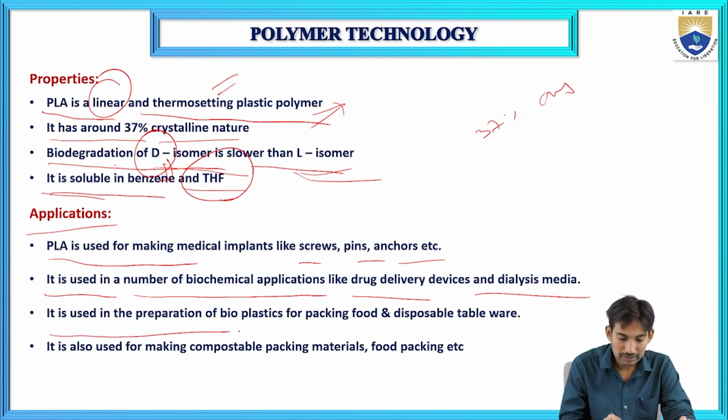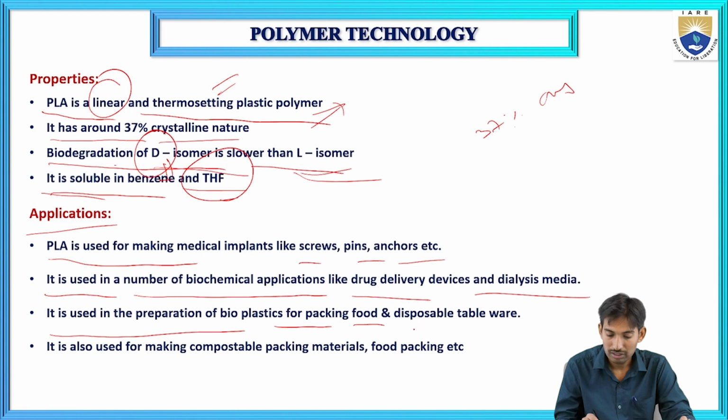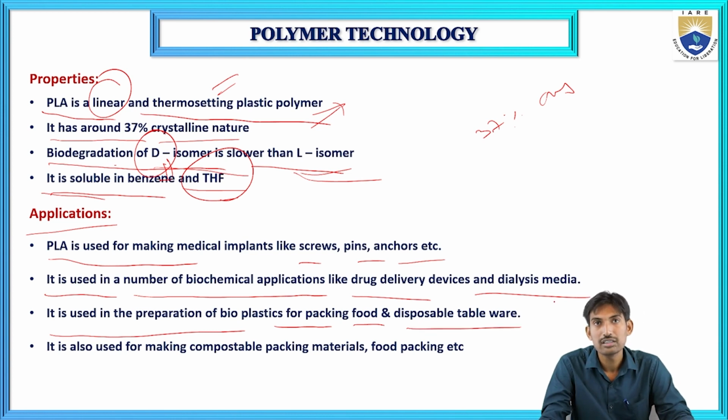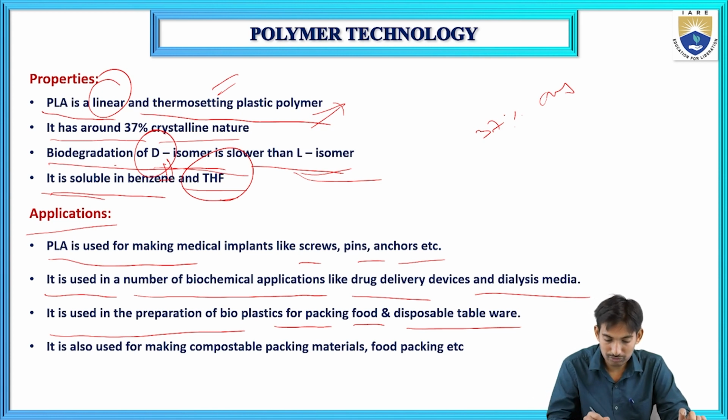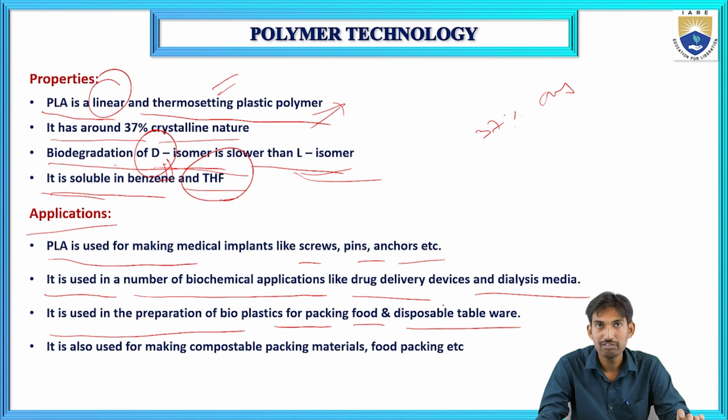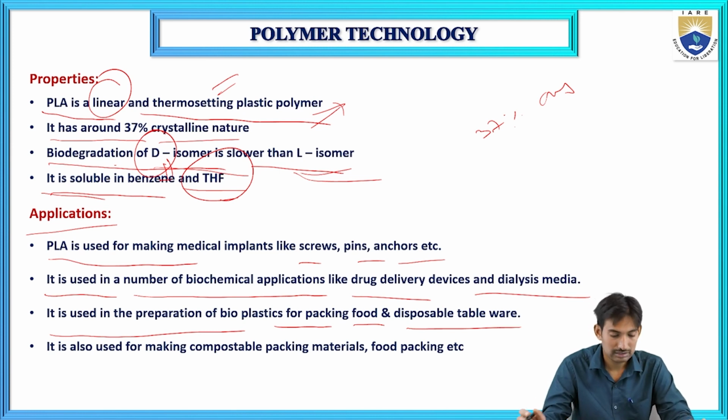It is used in the preparation of bioplastics for packing food and disposable tableware. By using this biodegradable polymer polylactic acid, we can prepare plastics for packing foods and disposable tableware.